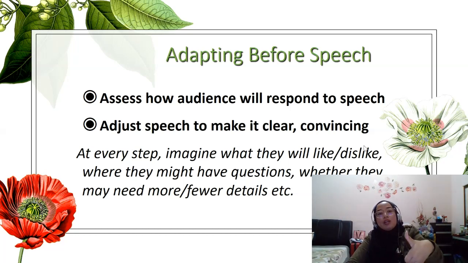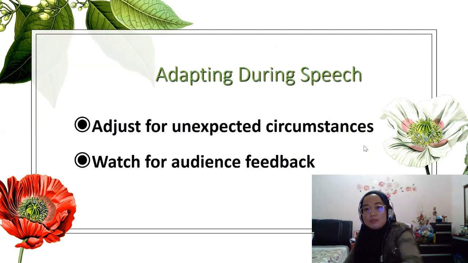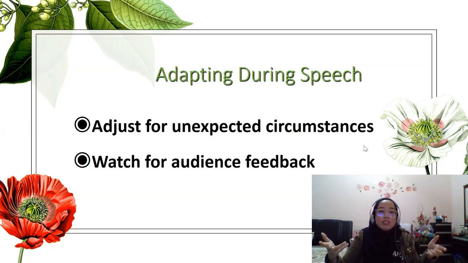So first one is try to assess how your audience would respond to the speech, and also try to adjust the speech in order to make it a bit clearer and a bit more convincing. And how you do it is by trying to imagine what would be their response to each one of these things. Okay? Secondly, you can still alter and adapt your speech during the speech itself. So it can take a bit more skill to do this, but I'm pretty sure some of you guys will be able to do this.